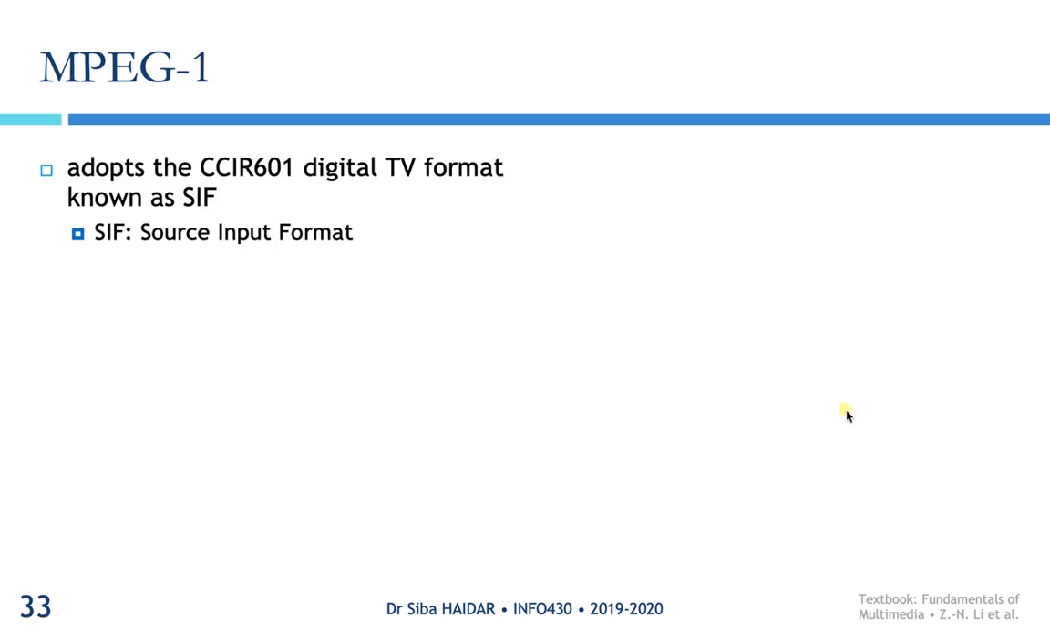So MPEG-1, to begin with, is the first of the family. It adopts the CCIR 601 digital TV format known as SIF, Source Input Format. It supports only non-interlaced video. Remember this: MPEG-1 does not support interlaced video.